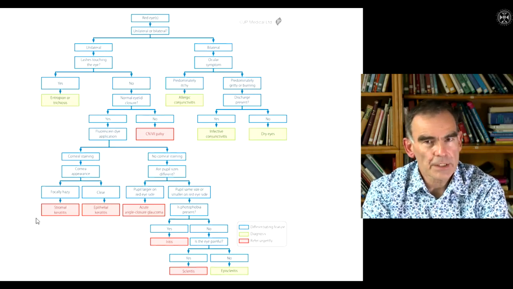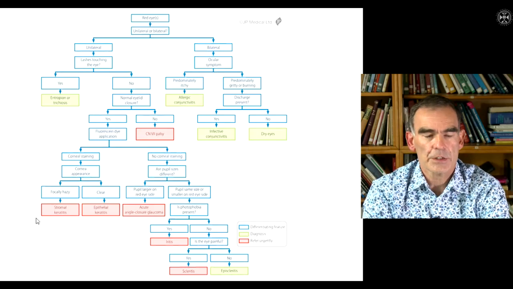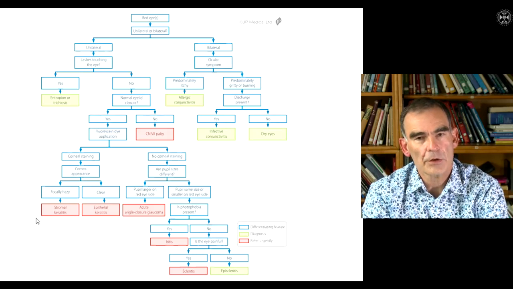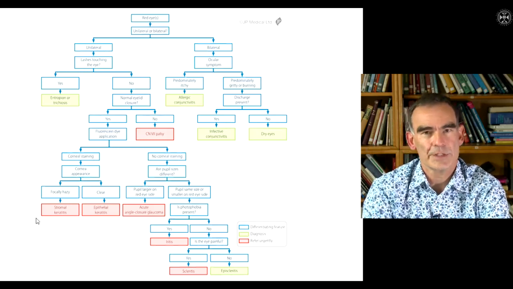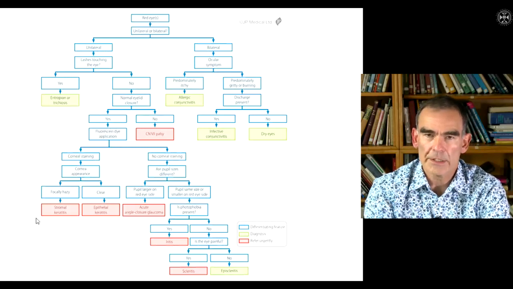Now, when we did our study and we looked at the false results, the things that the algorithm got wrong, one of the problems we found was that inexperienced clinicians sometimes have difficulty examining the cornea, both for the presence of corneal staining, but also for the presence of a stromal keratitis with a little white dot.